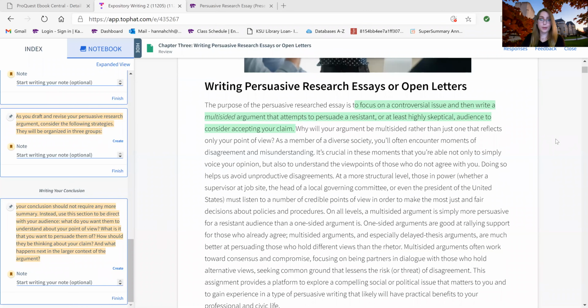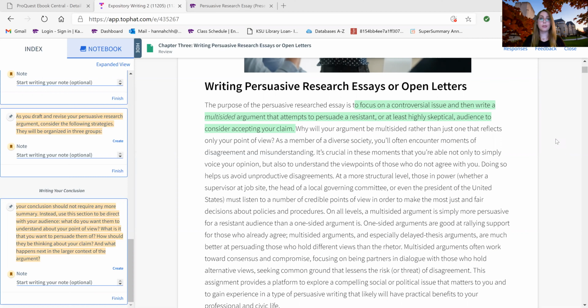So to review the requirements for our essay. For the Unit 3 persuasive research essay, you are focusing on a controversial issue and writing a multi-sided argument while attempting to persuade a resistant or a highly skeptical audience, with the intent of trying to persuade them to accept your stance on the issue.